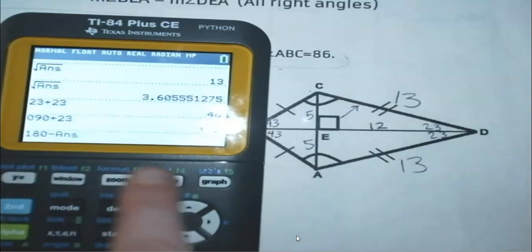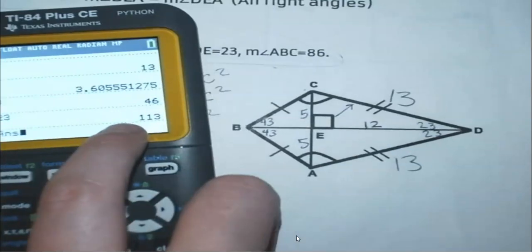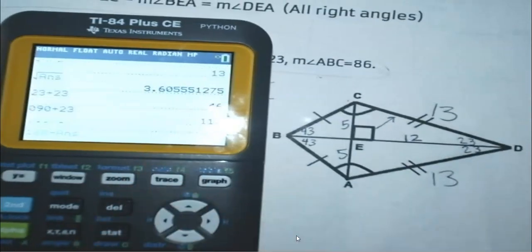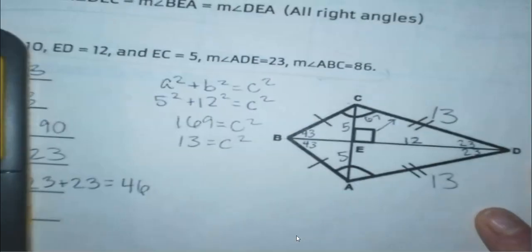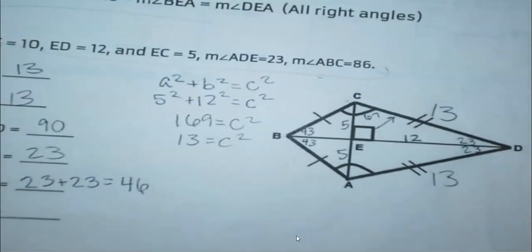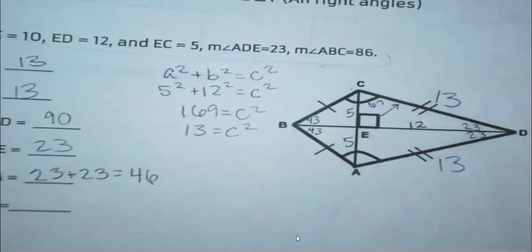So we add it, well, that got a little crazy, but it's still 90 plus 23 is 113. Subtract that 113 from 180, and you get 67. This we've been doing all year long. It's nothing overly complicated. This plus this equals that. Or this plus these three angles add up to 180.